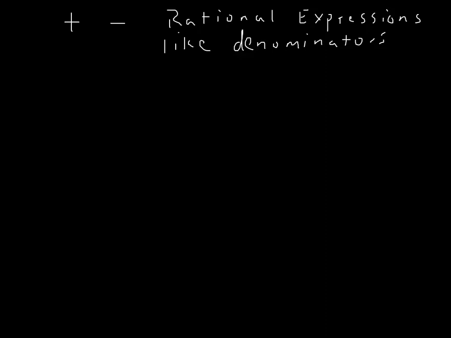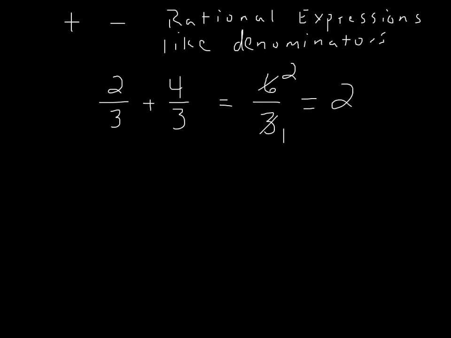So what would you do in the case, say you had 2 over 3 plus 4 over 3, right? What would you do in that case? You would add the numerators, right? And the denominator would stay the same because the denominators are the same, right? So you leave the denominator, you add the tops, so 2 and 4. That means we have 6/3. And then what do you do from there? You reduce, right? So you know that 3 goes into both 3 and 6. 3 goes into 3 one time, 3 goes into 6 two times, and you end up with just 2, right?